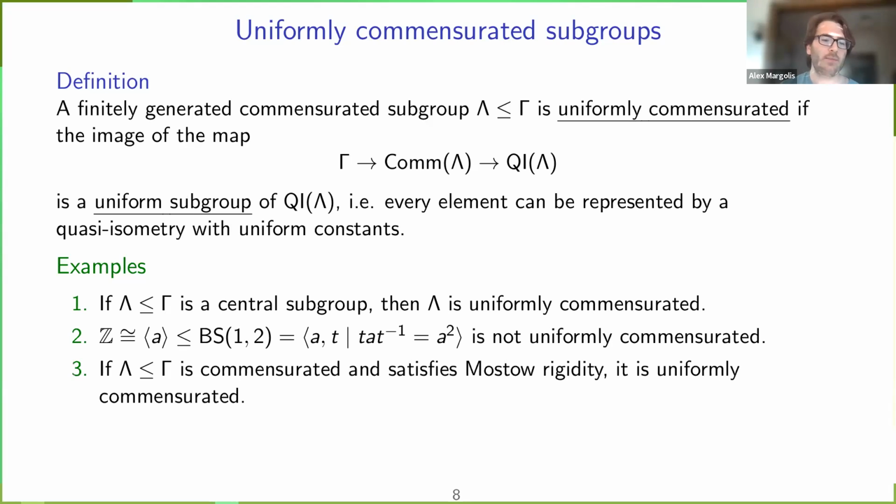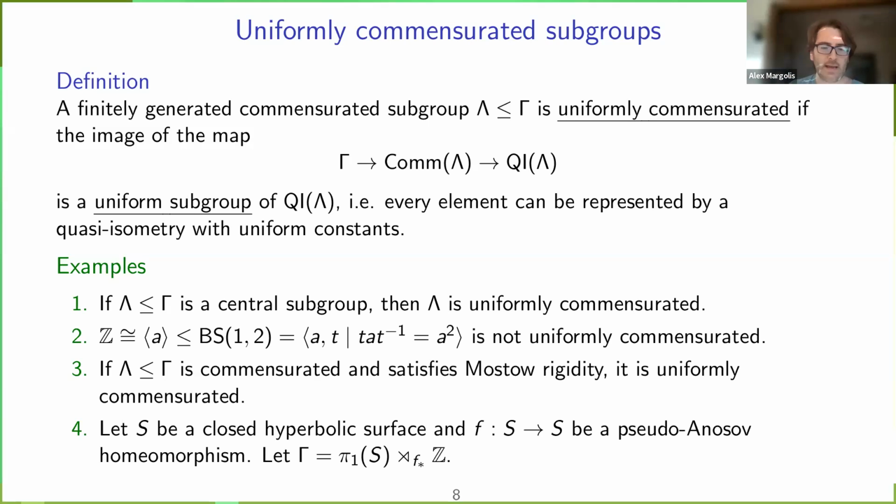Another nice class of examples that are always uniformly commensurated is if lambda is a commensurated subgroup which satisfies Mostow rigidity, then it's always uniformly commensurated. And the idea behind this is quite natural if you know what Mostow rigidity is. The idea is that every abstract isomorphism between any finite index subgroups of lambda has to correspond to, or be induced by, in some sense, an isometry of an associated symmetric space. And because it comes from an isometry, the quasi-isometry constants are uniformly bounded.